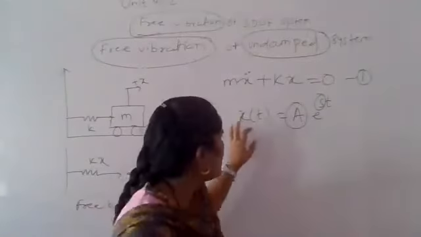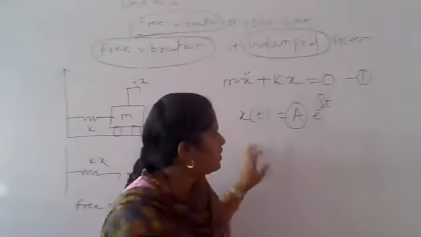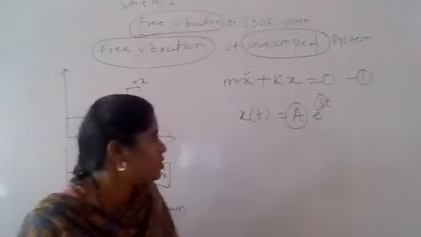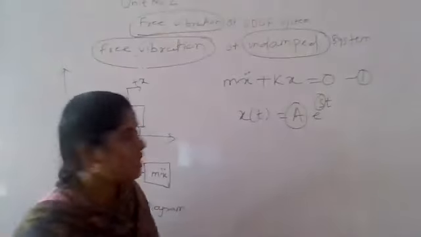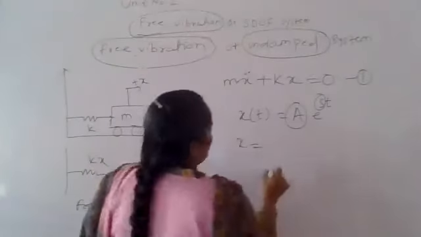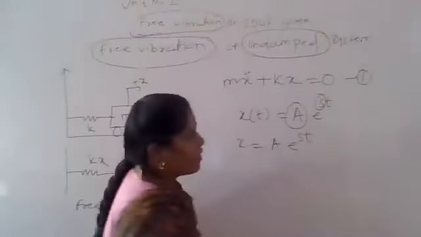Okay, so this is the equilibrium equation, and for solving this equation we go for x of t is equal to A into e raised to st. Did you understand? Here x changes with respect to t, and x is equal to A into e raised to st, that is the value.